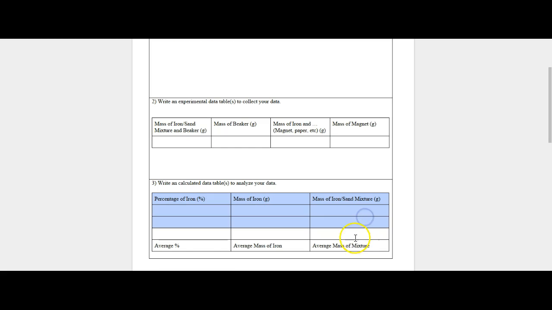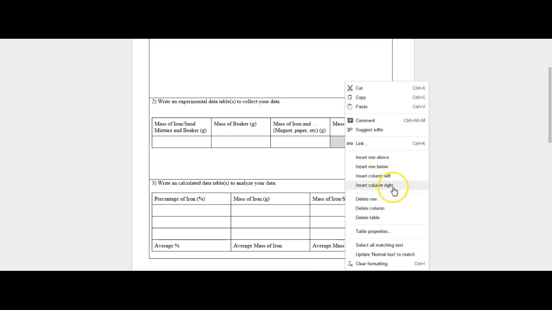Use magnet to separate. I always misspell separate. Separate iron from sand iron mixture. And then measure mass of magnet and iron filings. Now, you could have done a lot of different things, but this procedure would get me this data, and this data would get me these calculations. That's kind of our overall idea.